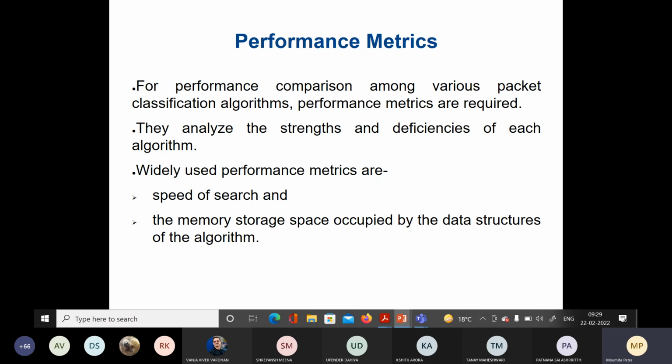And some of the performance metrics are, first of all, one of the metrics that anyone can think of: with what speed, or how fast, can we classify. Okay, so first is the speed of search. This is one type of performance metric, and another is the memory storage that is occupied by the data structures of the algorithm. Okay, these are the two most widely used performance metrics.